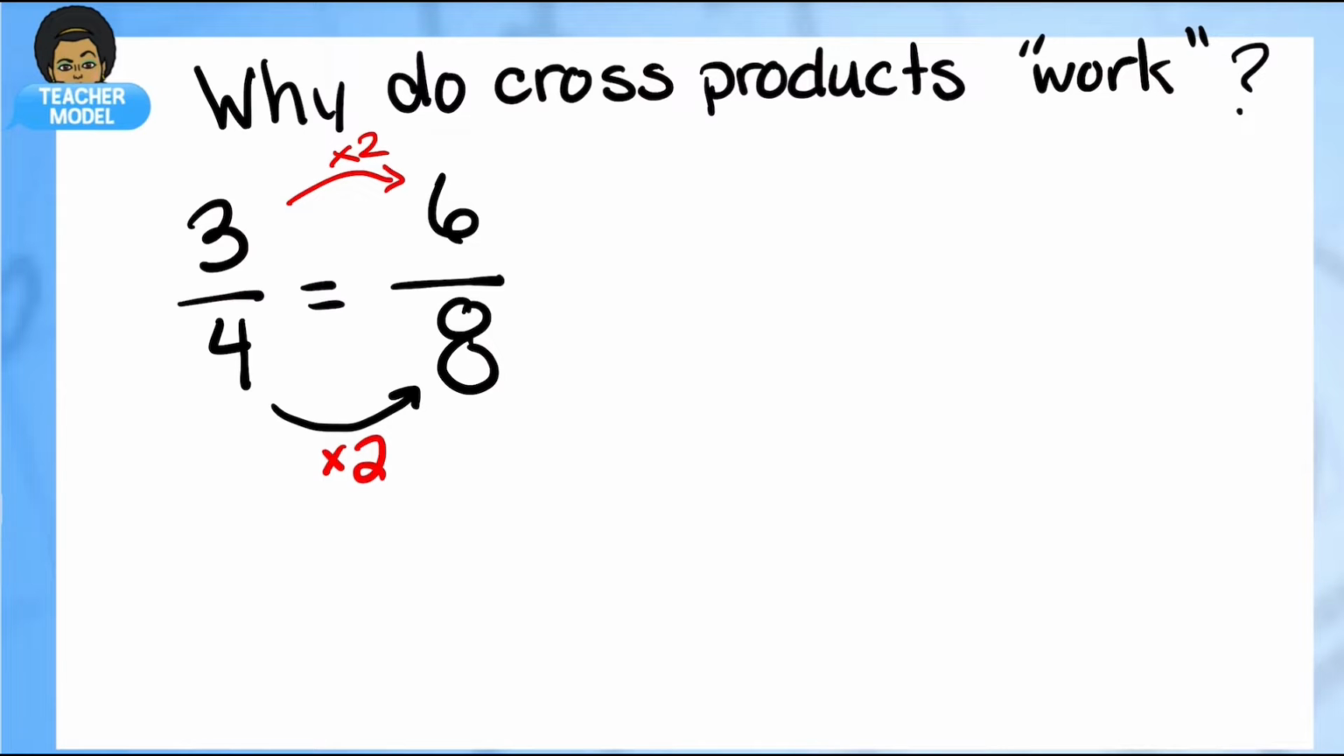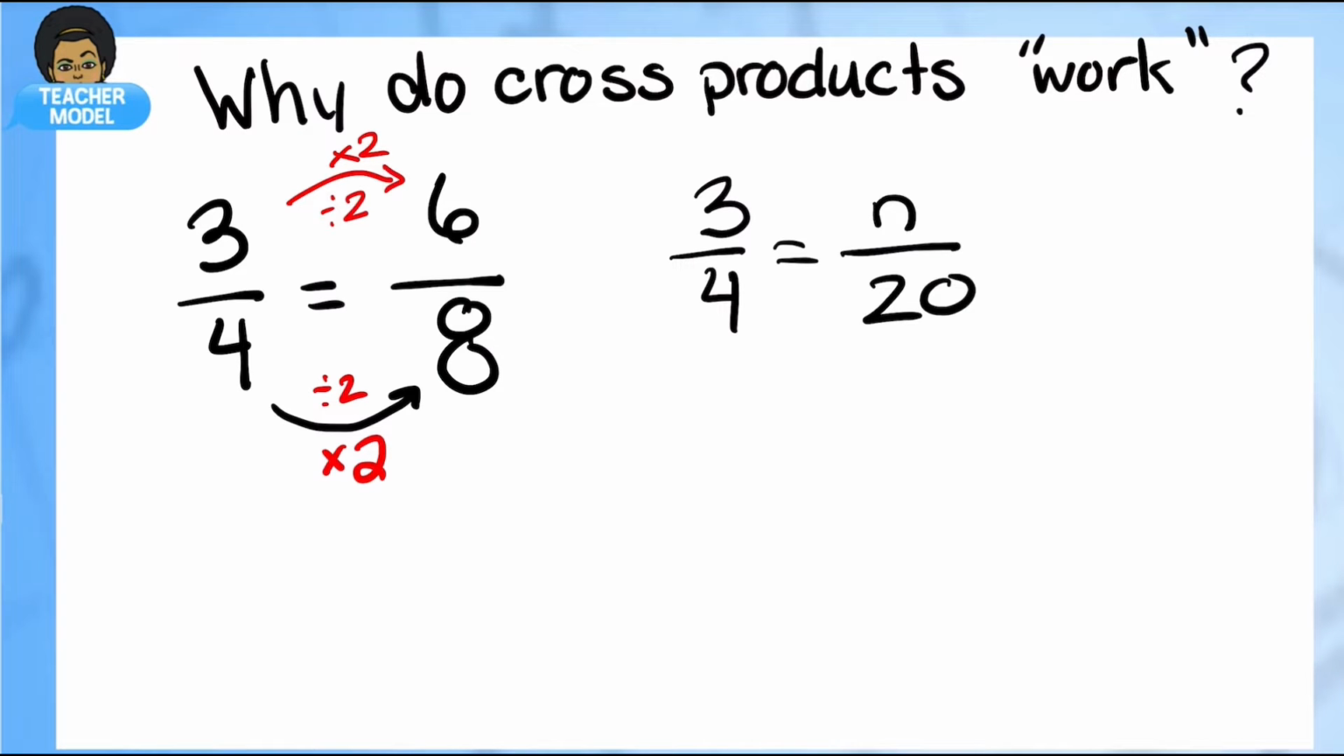And we call this a multiplicative factor. There was something happening with that number 2, and you could even divide by 2 in the other direction, and you could use that to make an equivalent fraction. So if you had something like this, and you needed to make an equivalent fraction, you would just look at your pattern and say, well, I know that 4 times 5 makes 20, so 3 times 5 is going to give us 15.